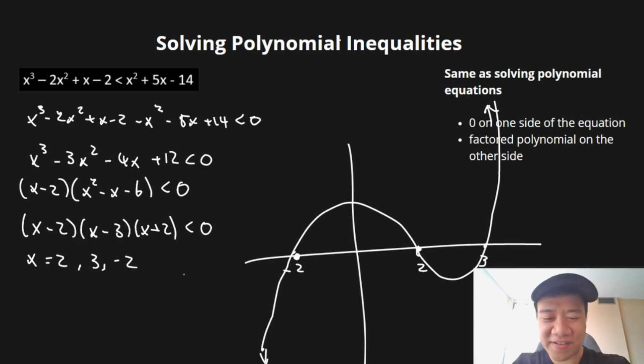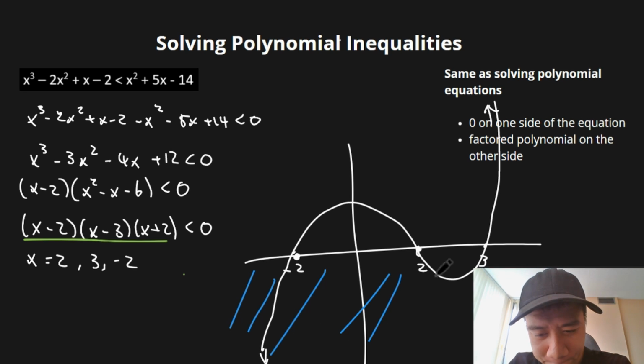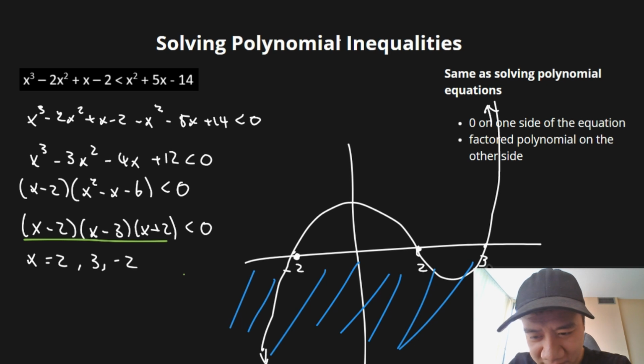The good thing about graphing is that there's a lot less thinking for me. Now that we've graphed this, we're looking for when this is less than 0. In our graph, that translates to the part of the graph that's under the x-axis. I'm going to do this in a different color. The part that's under the axis is all of this stuff over here.